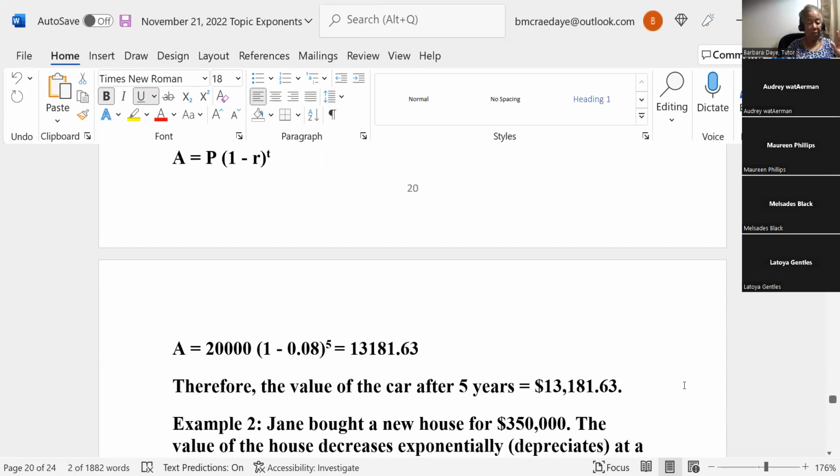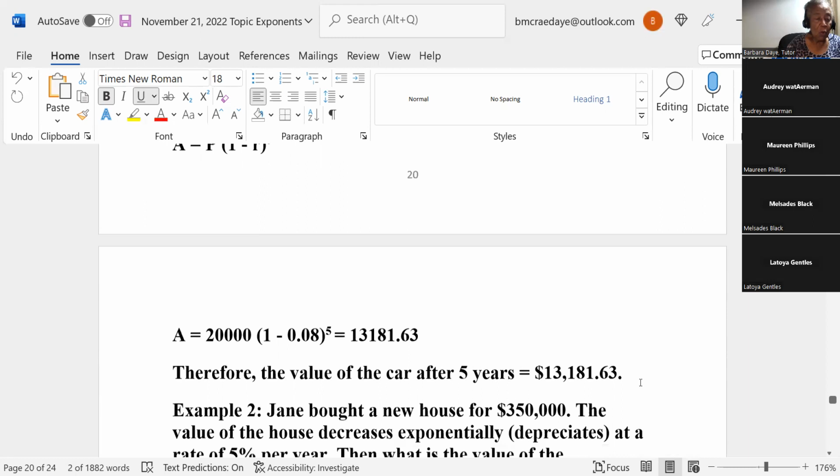Now some cars retain their value better than others, right? Some people actually study the value of cars and they buy their cars based on the ones that depreciate less. All right. Now we'll do one more, and this is a house.